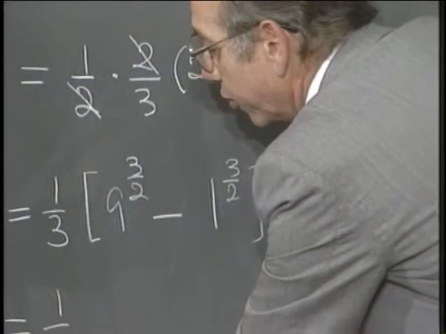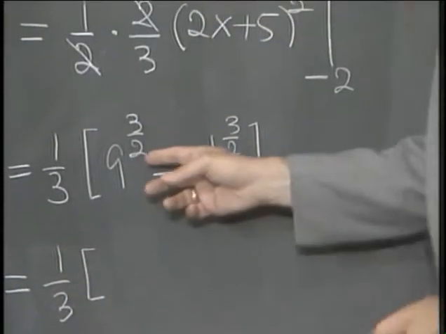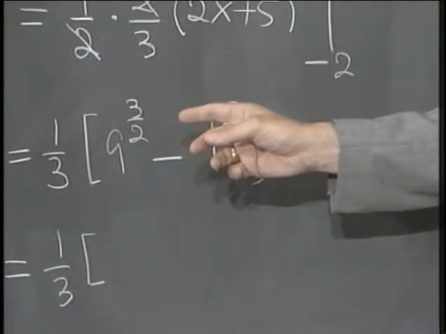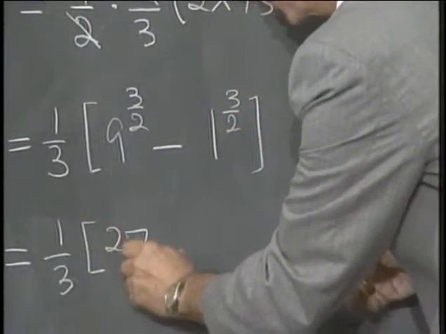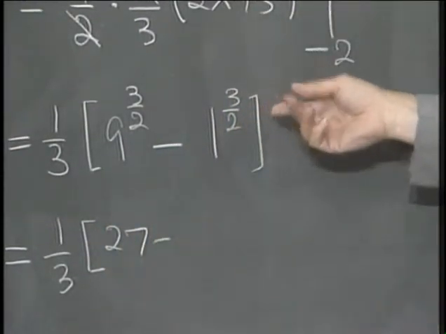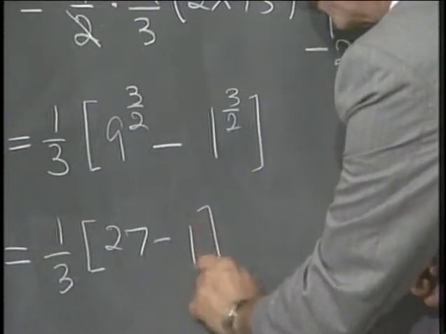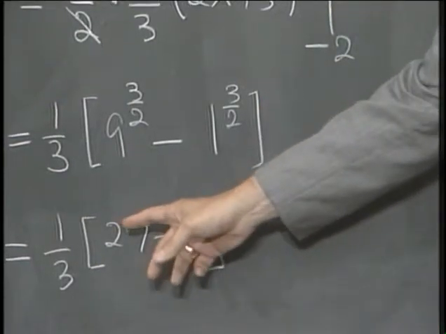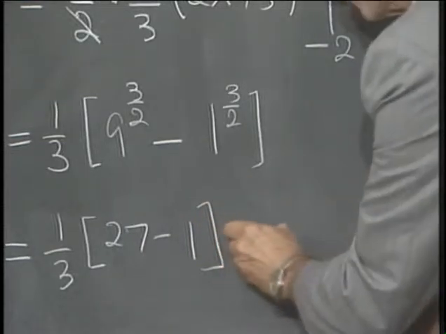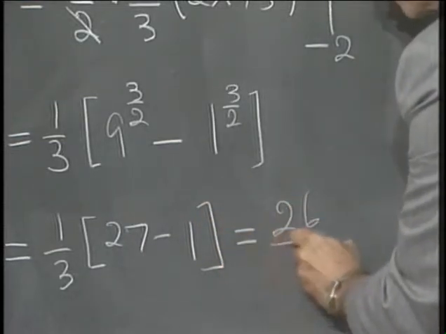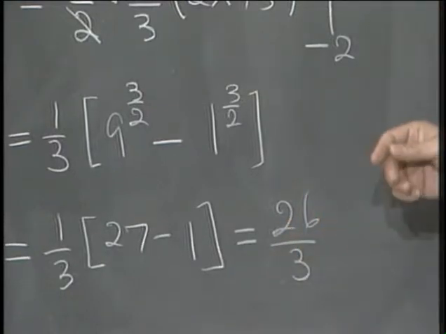Thus we have 1/3. 9^(3/2) is what? That's the square root of 9 cubed. That's 3 cubed, which is 27. So that's 27 minus 1, since 1 to any power is 1. We have 1/3 of the quantity 27 - 1, which is 26. So this is simply 26/3.